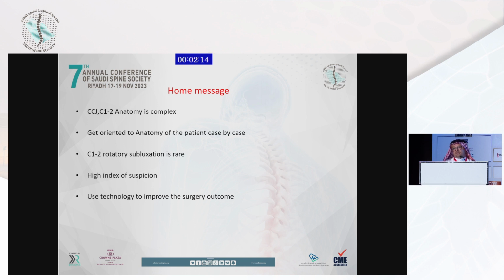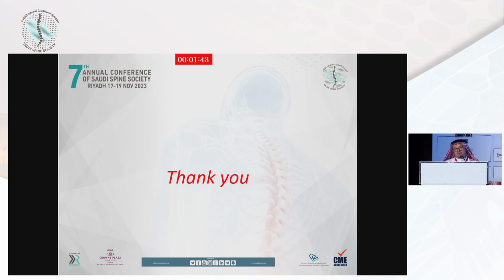C1, C2 rotatory subluxation is rare, so you have to keep a high index of suspicion, and you have to look for it. I mean, if you have an odontoid fracture, you have to look for the possibility of C1, C2 subluxation, anterior, posterior, rotatory, or a combination, and use technology. If you have neuromonitoring, actually now neuromonitoring is a must. If you don't have it, refer to someone who has the facility. Better to do it with the O-arm if you have it. All this will increase patient safety and you do a better job. I think I'm done. Thank you so much.